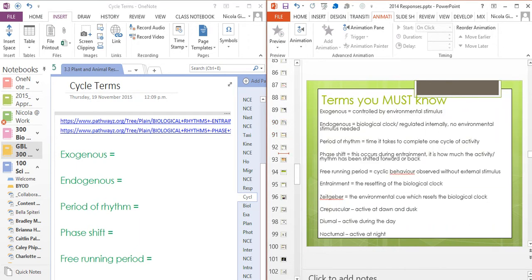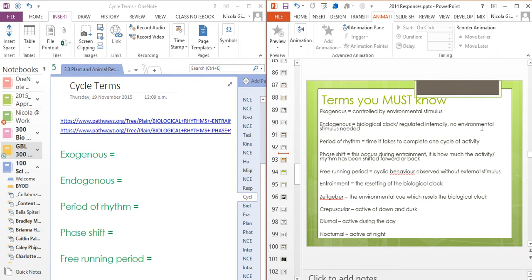Okay, so here are the terms, and I'll just go through them each briefly. I'd like you to pause the video now and go find your own definitions, but if you want to check your answers, which I know you all will, then these are them here. So exogenous, we've said before, is a biological clock that's controlled by an environmental stimulus, so the day length, the temperature. Endogenous is one that's regulated internally.